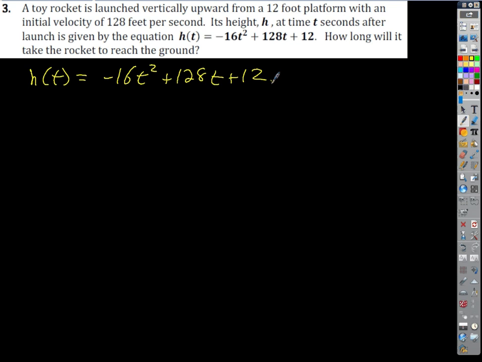Okay, is it 12 though? Because what is h measuring? H is measured from the ground, right? The platform is already at 12, and that's why that 12 shows up in the model, because that's the initial position, right? We'll talk about that in physics in a couple of years.